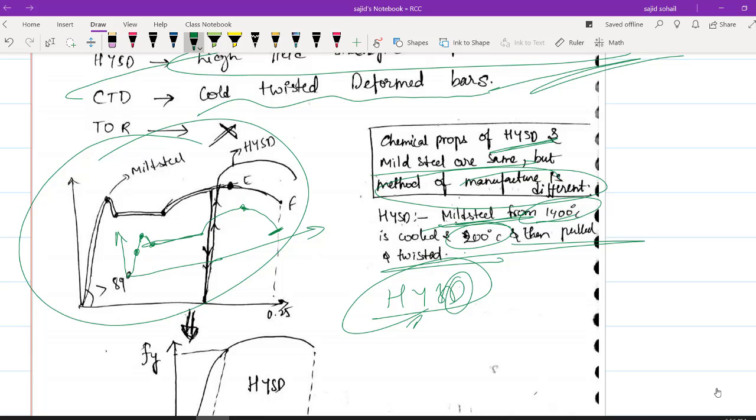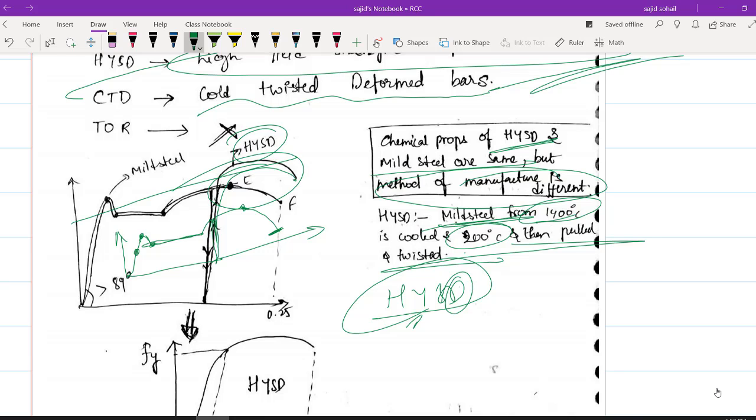But whenever you are manufacturing these high yield strength deformed bars, in this zone, whenever you are dragging this, you are changing its orientation. You are pulling and twisting it, so you are getting a higher strength.